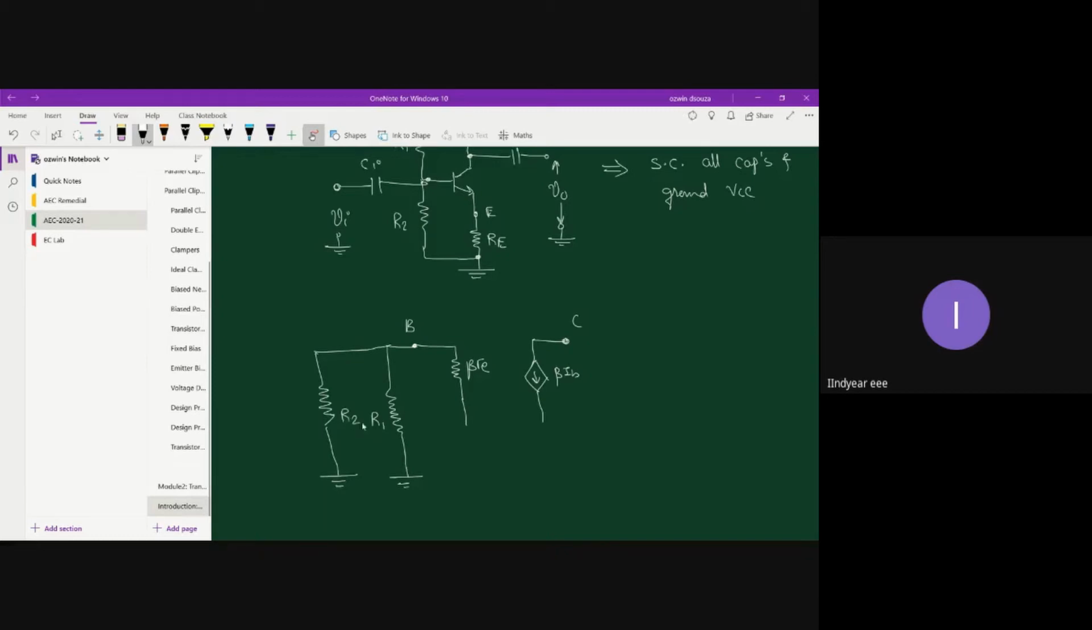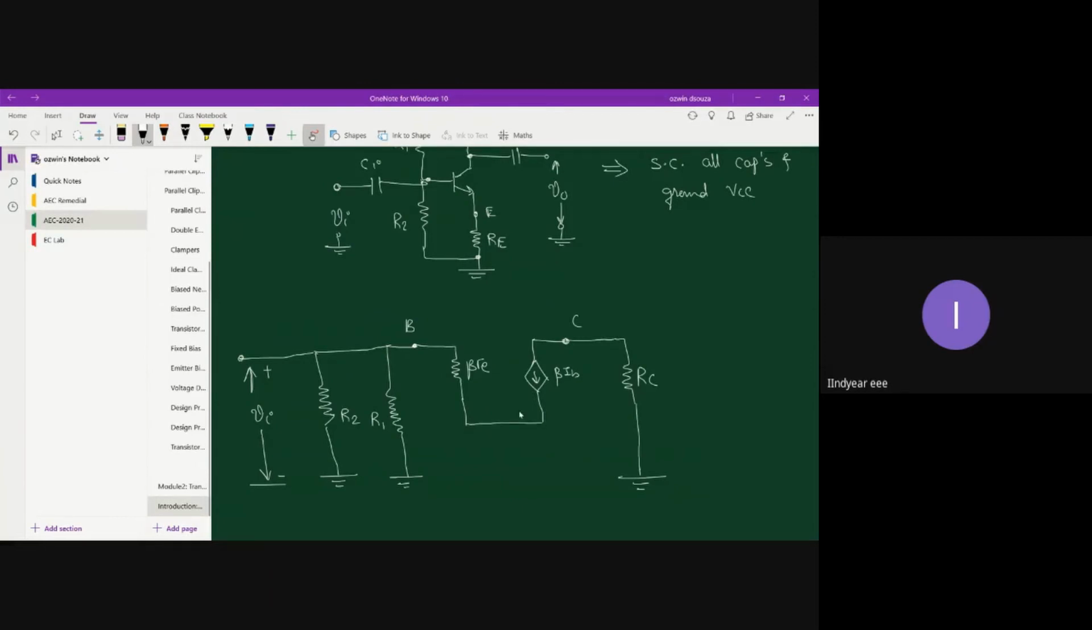This is R2. Okay, R1 and R2. And this is where I connect my input. That is base terminal and across the ground terminal. Okay, and on the output side, I will have my collector resistor RC, and the other end of RC will be at ground potential. Okay, what about the emitter terminal?